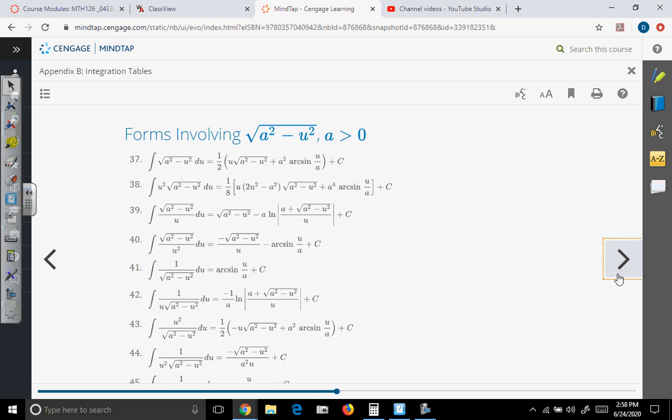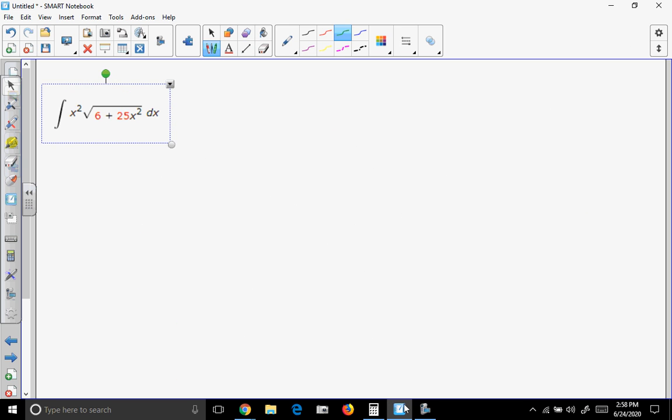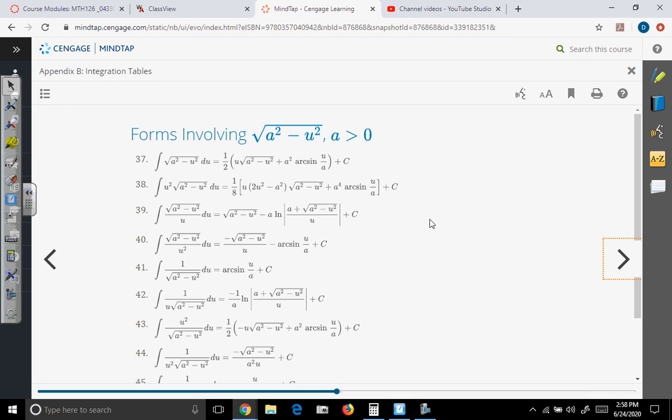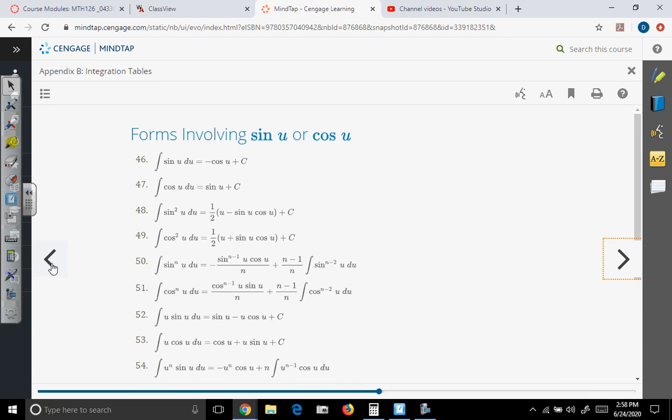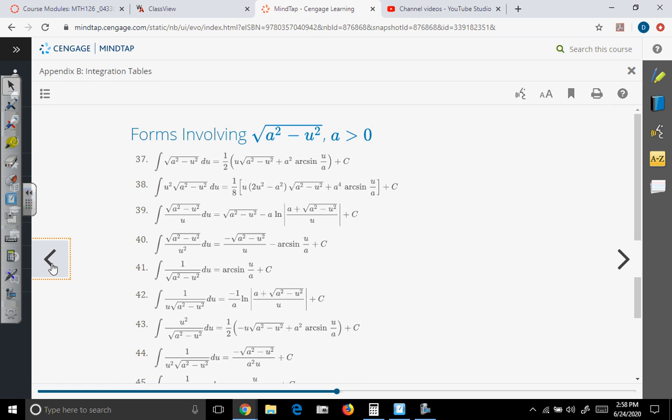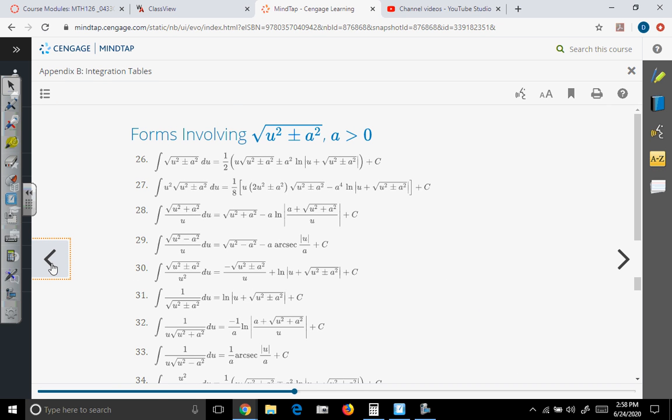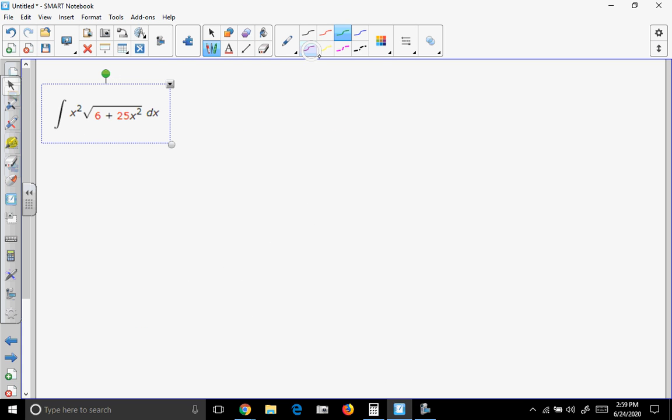Here, let's see. We have a plus, so it's not this one. And let's see. This one involves the square root of u squared plus a squared, keeping in mind that since this is adding, we can rewrite this.